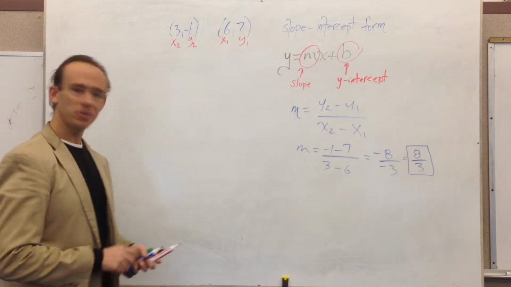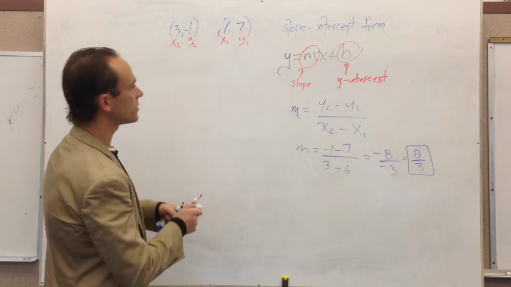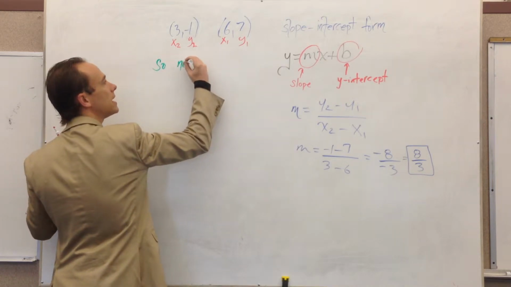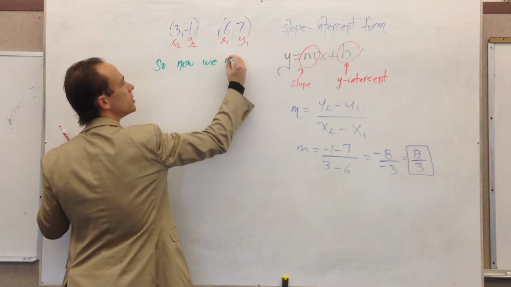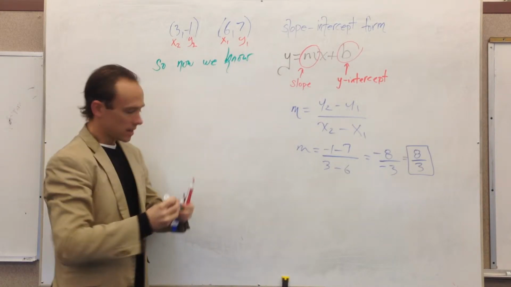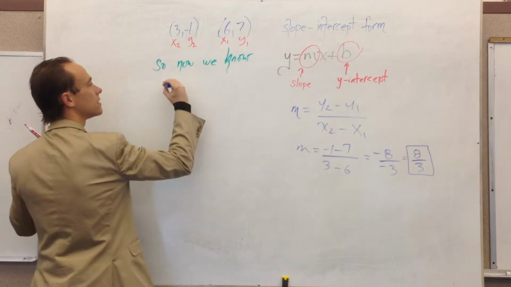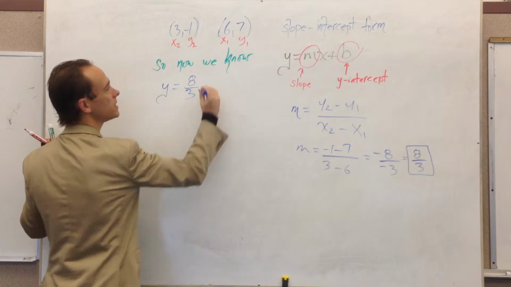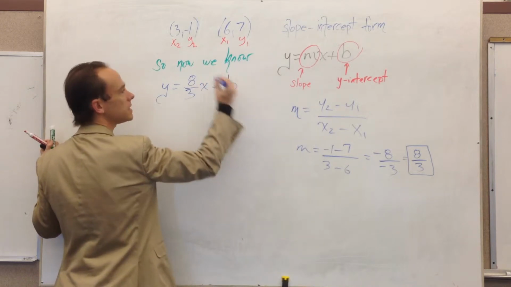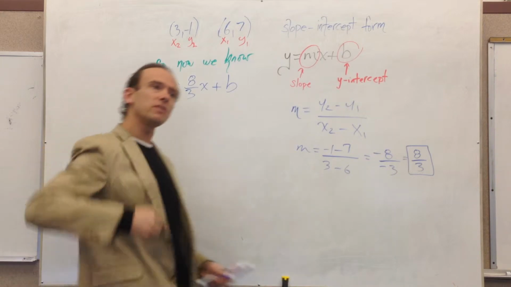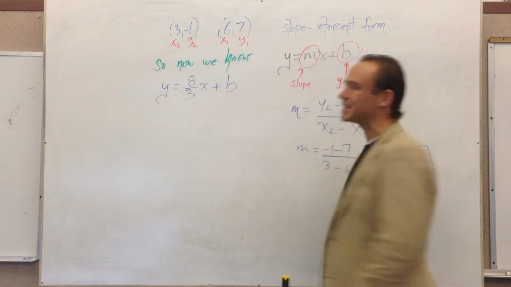Alright, so what do we know now? That's the key. Right now you're going to say, okay, so now we know the following. Now y is equal to 8 over 3 x plus b. All we need to do is find the intercept. If we found the intercept, then we good, we done.